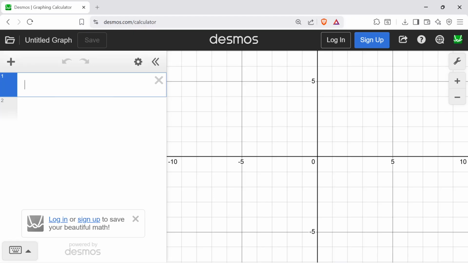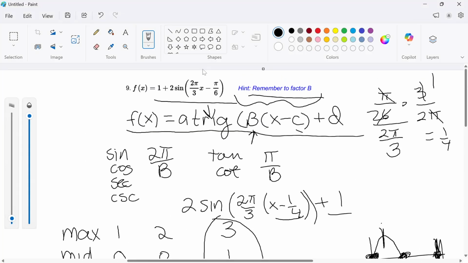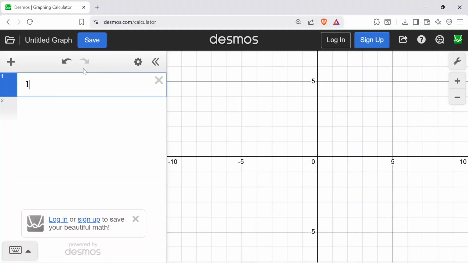Now, I'm not going to draw this. You have to draw it, but I'm going to do this on Desmos. So I'm going to write the original function, 1 plus 2 sine. On the test, you're going to have to draw it, so practice doing that. 2 pi over 3, and then minus pi over 6.